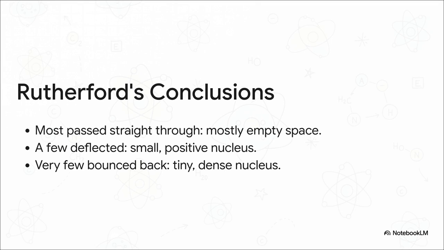He literally fired these super fast positive particles at a ridiculously thin sheet of gold foil. And guess what? Most of them just shot straight through. That blew their minds because it meant the atom is mostly just empty space. A few deflected at sharp angles, meaning they hit a positive center, and a tiny, tiny fraction bounced right back at him. That proved the nucleus is extremely dense but absolutely microscopic.